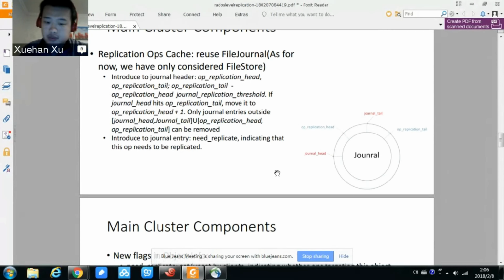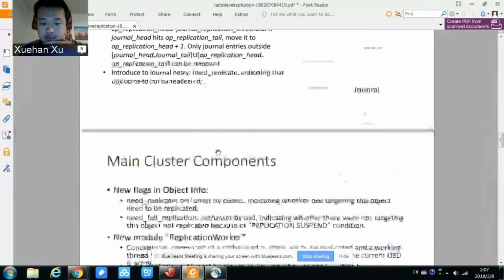Also, since not all the ops need to be replicated, for example, the replicas that are issued by other OSDs, we think that maybe we should add a new flag into the file journal entry. We name it need replicate, indicating that the OP needs to be replicated.